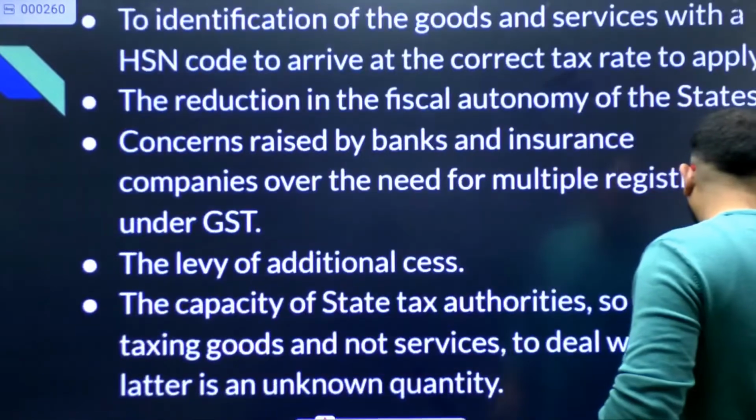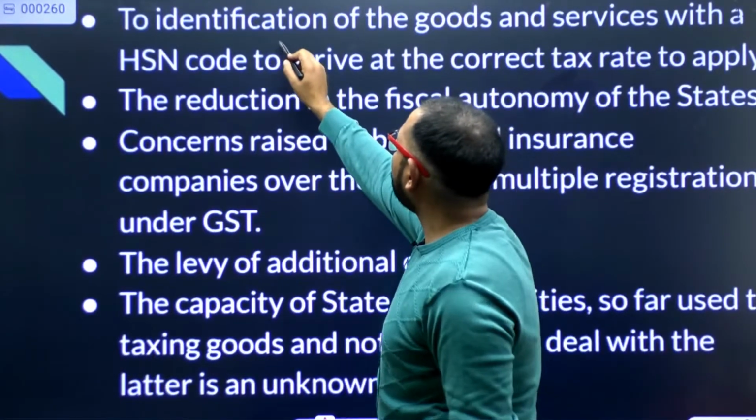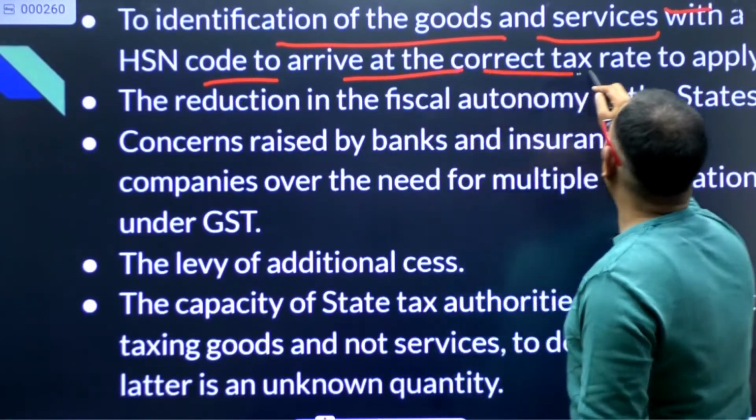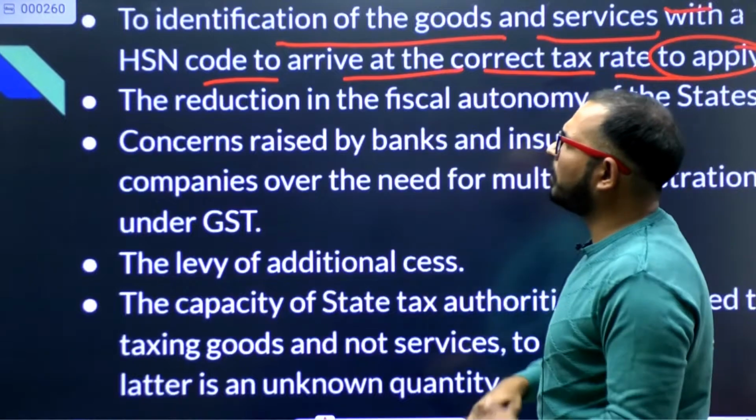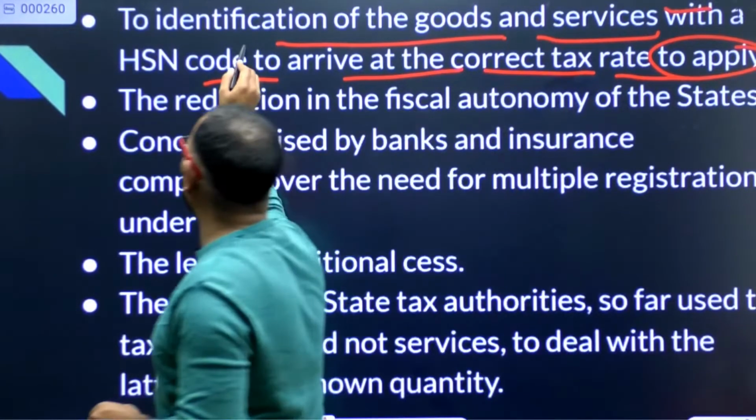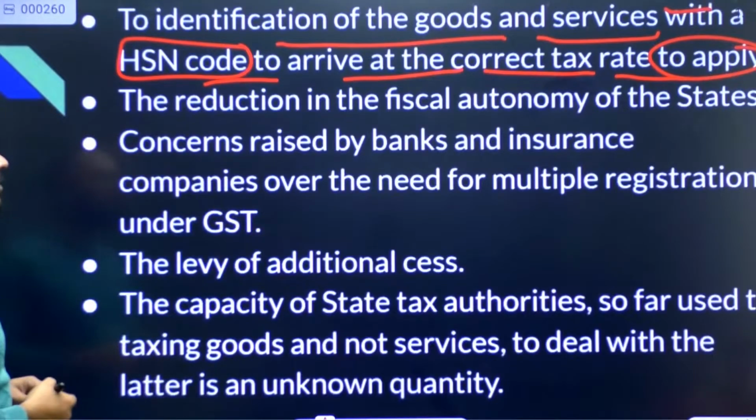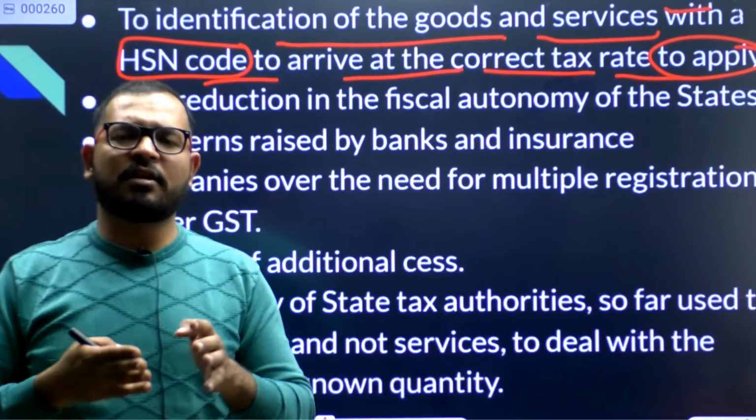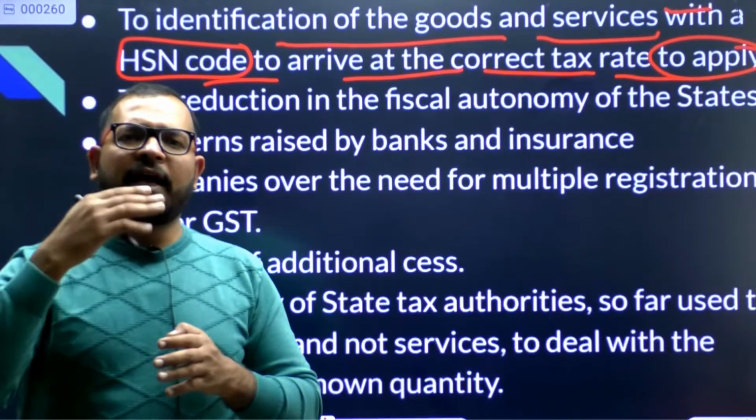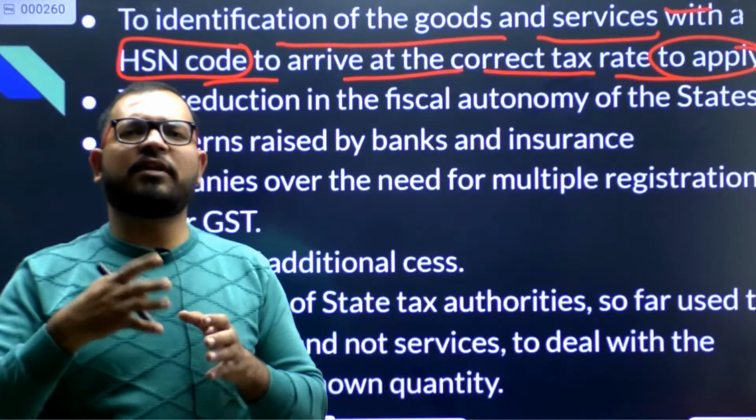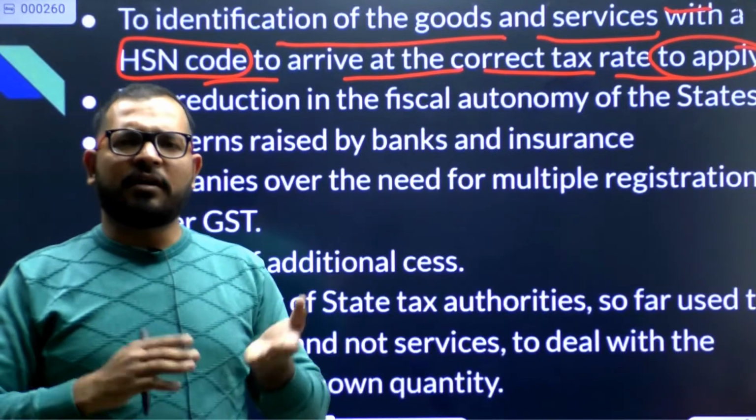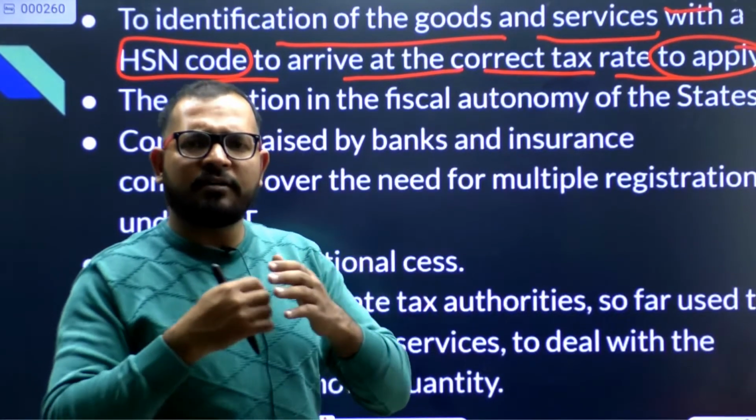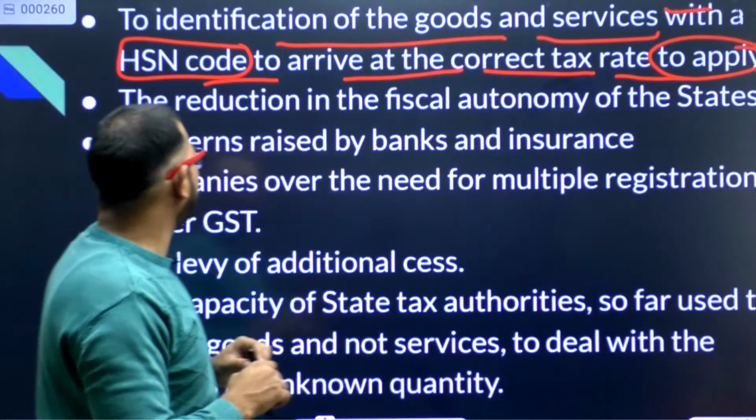Now what about the next? If I talk about the identification of goods and services with the HSN code to arrive at the correct tax rate to apply, this is also becoming an issue because we are now following an HSN code. Though it is helpful for the GST Council to understand the tax and which type of goods and services will be put under which type of structure, it is becoming a hurdle for the traders. Again, it is a short term hurdle but a long term fruit.